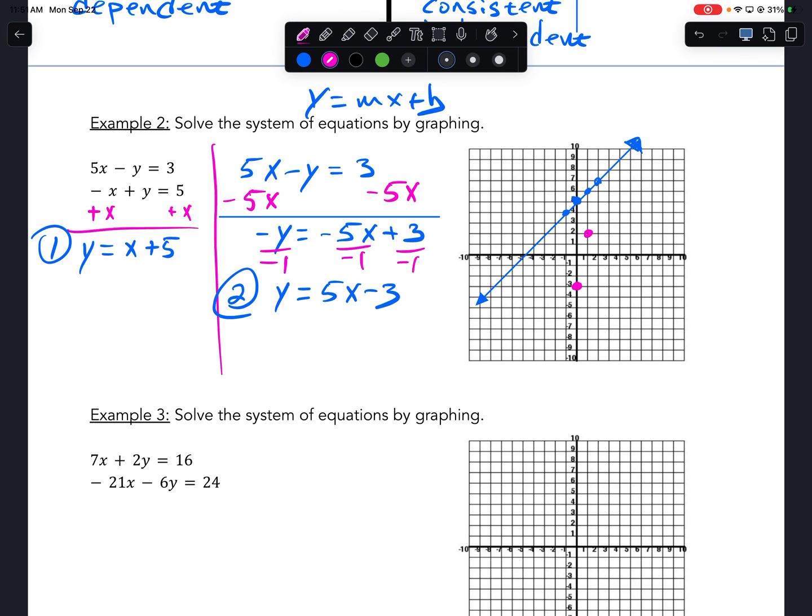Are these lines going to cross? So the place that they cross is the solution to those two equations, which is kind of handy. That's why graphing accurately is important.